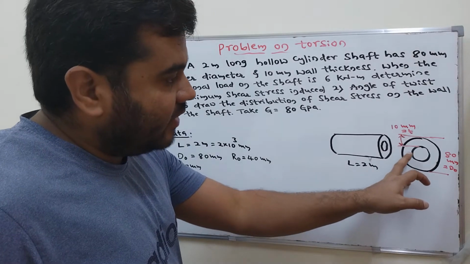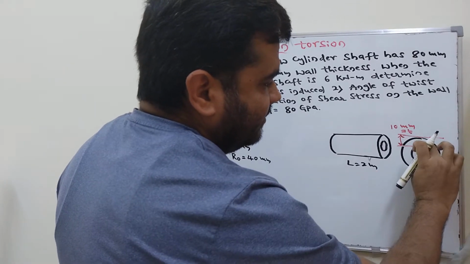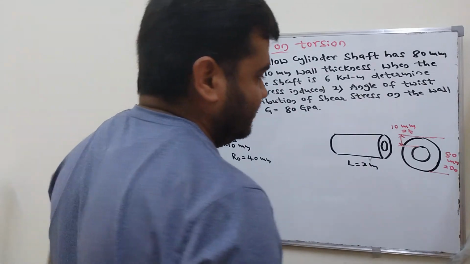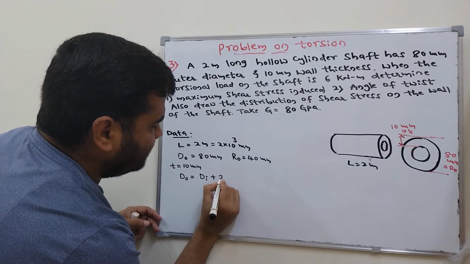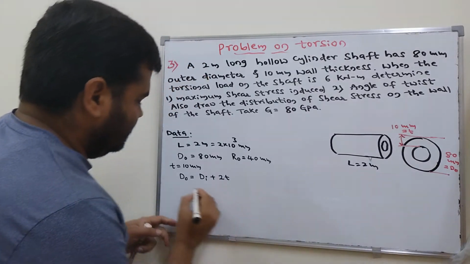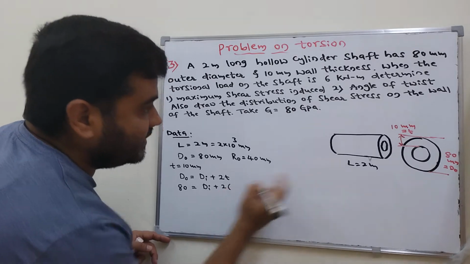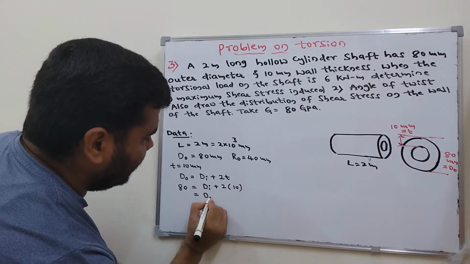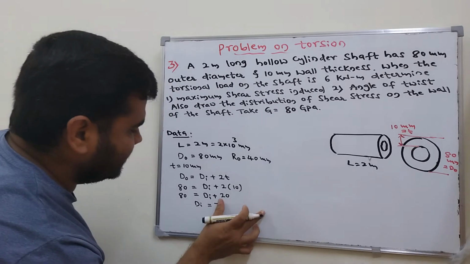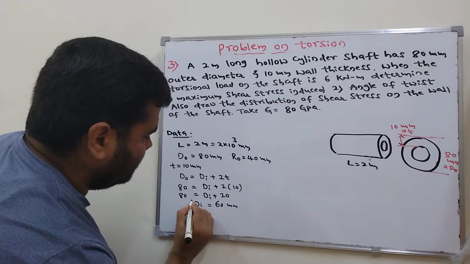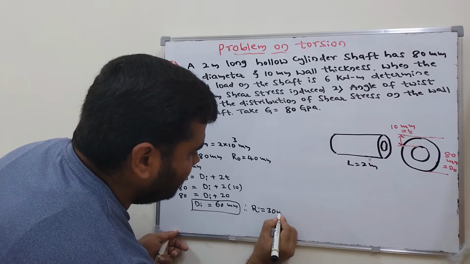From this, can we calculate the inside diameter and inside radius? Yes, because the outside diameter is the inside diameter plus 2 times the thickness. We can use that equation here. Outside diameter is 80, equal to inside diameter di plus 2 times the wall thickness of 10 millimeter. So 80 equals di plus 20. Therefore di equals 60 millimeter. This is the inside diameter. Ri, the inside radius, is 30 millimeter. We will want this in the calculation.